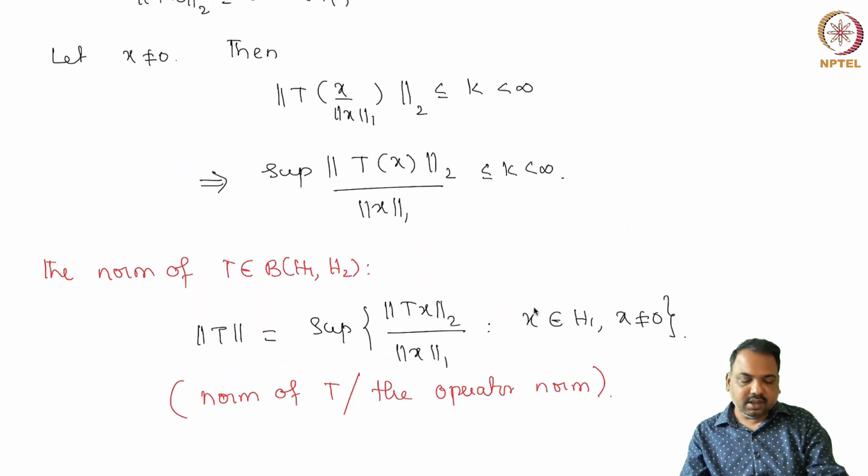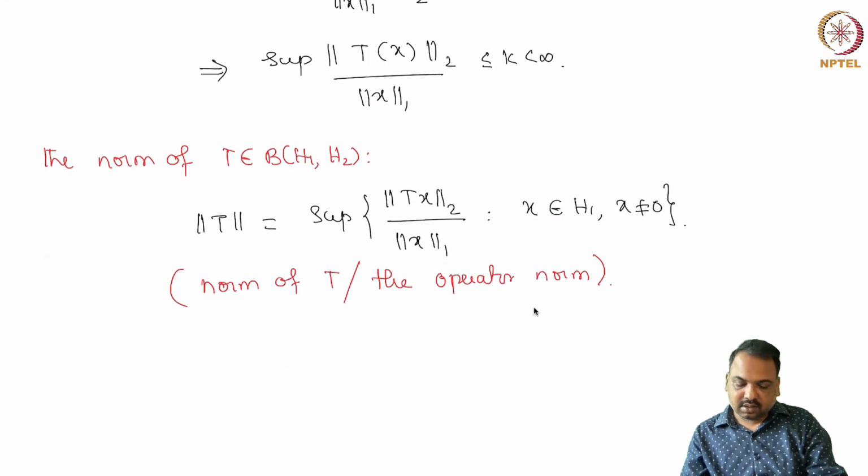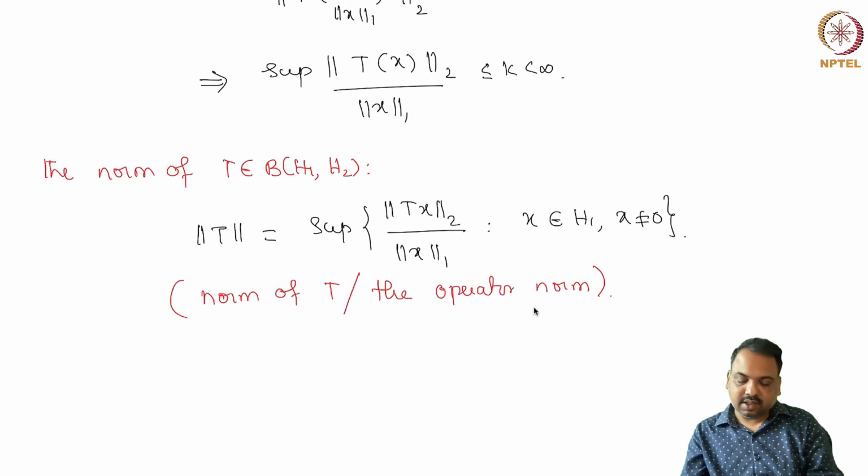So whenever T is a bounded linear operator, we can conclude that the norm of T is a finite quantity. There are different ways of calculating the norm of an operator, which we will be proving in the next class.